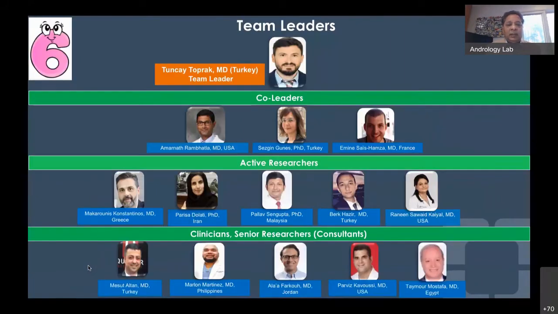Next slide, please. The last one is team number 6. We invited Dr. Tunke to become the team leader of team number 6. Then we have co-leader in terms of Dr. Amarnath. We invited Dr. Sezgin to become a co-leader, and then one of the protege of Professor Florence, his name is Amin Hamza. He will become a co-leader as well. And then we have several researchers. Many of them are clinicians, some of them are research PhDs.